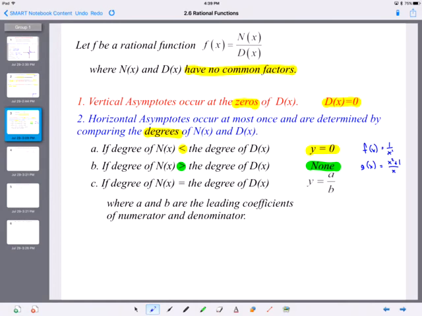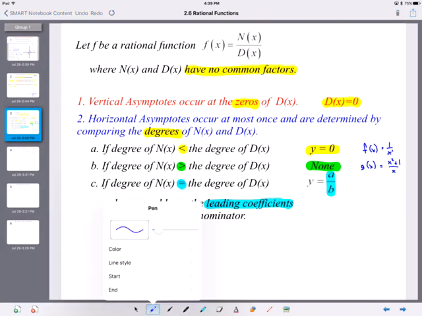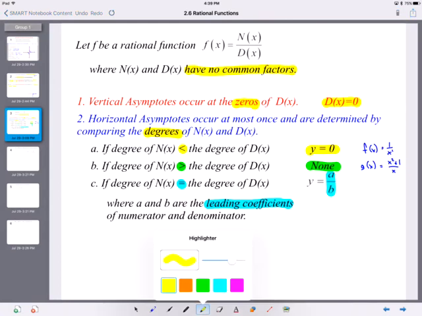And then the third one is when they're equivalent. And if they're equivalent, then what we're going to do is divide by this a and b. But what is this a and b? The a and b are the leading coefficients of the numerator and denominator. I'll highlight this to make sure. So the a is the leading coefficient of the numerator, and the b is the leading coefficient of the denominator.